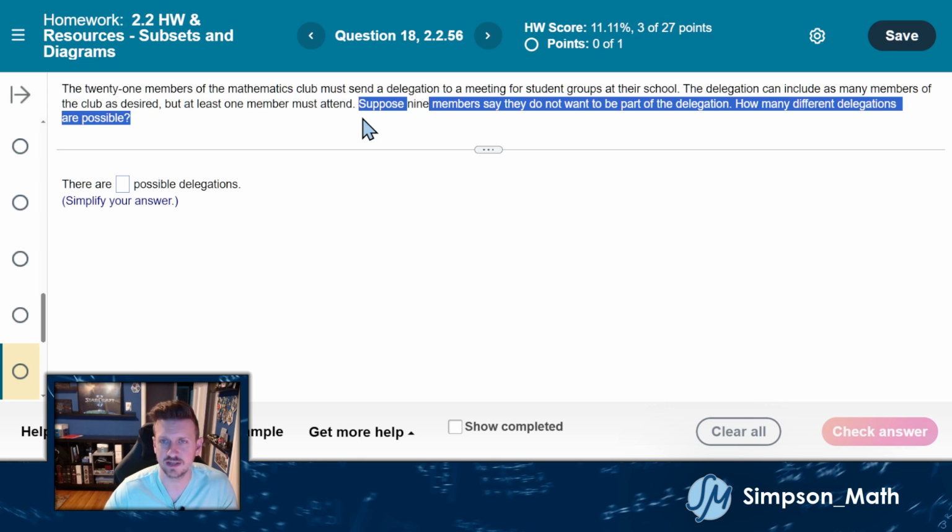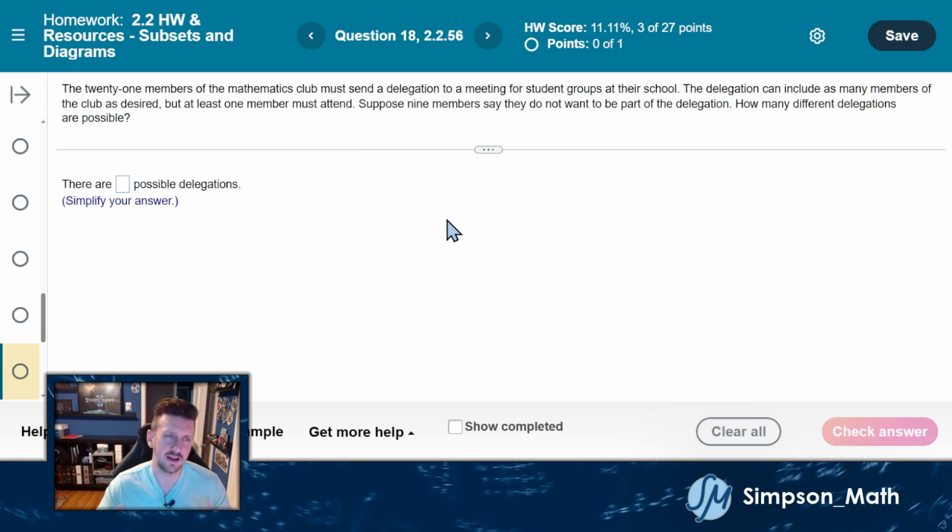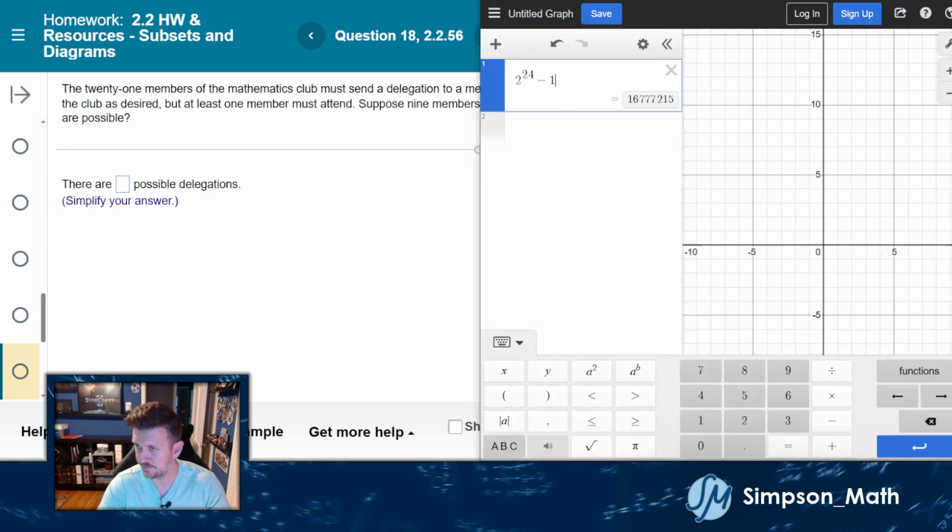Suppose 9 members say they do not want to be part of the delegation. They're like, don't pick me, I'm busy, or I'm in this other club. So 9 members already say that they don't want to go. So how many different delegations are possible? Well, 21 total members, 9 say they don't want to go. How many members could go? Let me open up Desmos again.